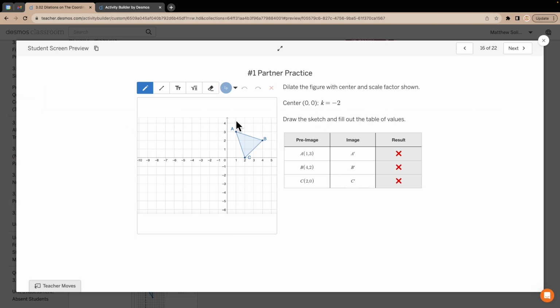So there are some partner practice problems we did in class. If we dilate by -2, we would just make these points times -2. 1 times -2 is -2. 3 times -2 is -6. And then we would just keep going until we got all of these correct. So B prime, that'd be -8, -4. And then C prime is -4, 0. One little thing, I have to check my coding because that's wrong. So that should be -2, -6. I just have to go back and change that.